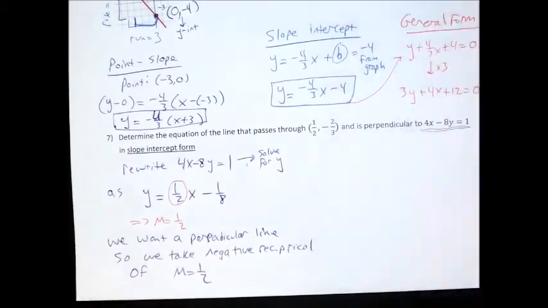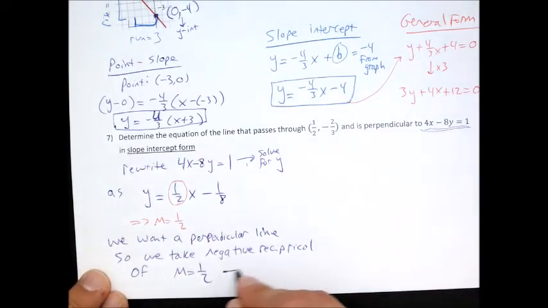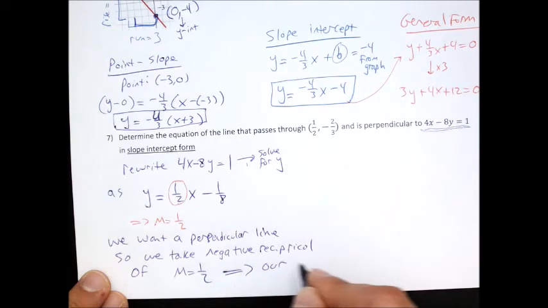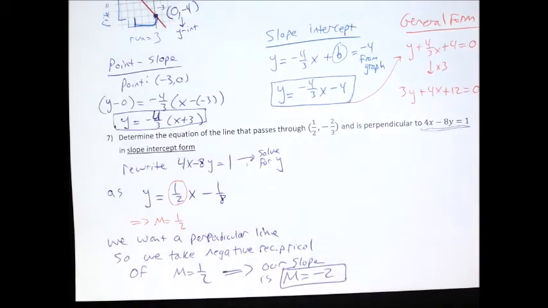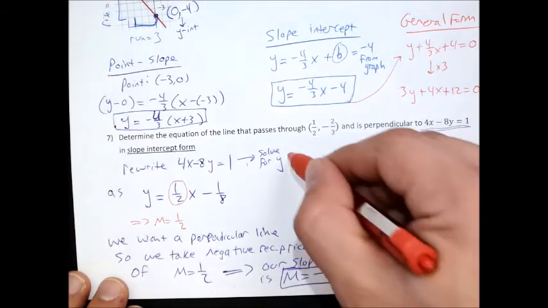The negative reciprocal means you flip the fraction upside down and also multiply by a negative, right? And so then our slope is m equals -2. Right, we flip 1/2 upside down and multiply by negative, and it becomes 2/1 with a negative. Is that okay so far?